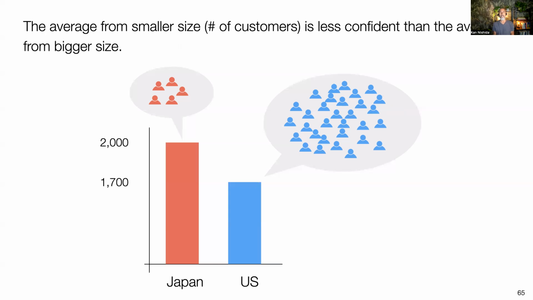So having said that, is there any way we can compare the averages, in this case the average sales for Japan and the average sales for the US, while considering the number of people, or the amount of data, behind them?